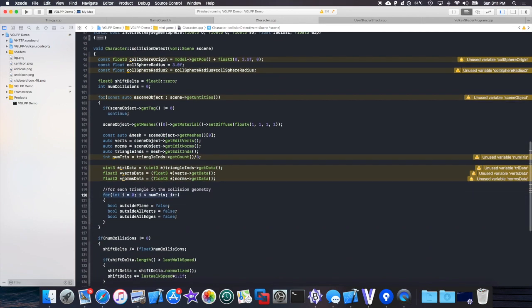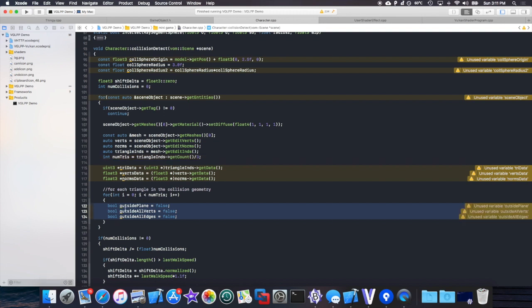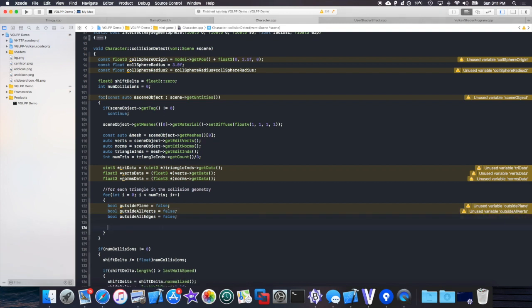Next, we're actually going to loop through every single triangle in the scene geometry, and we're going to define that case that I mentioned previously for each and every one, whether or not we are breaking the plane, or I should say outside or not breaking the plane of the polygon, whether or not we are outside all vertices, or whether or not we are outside all edges.